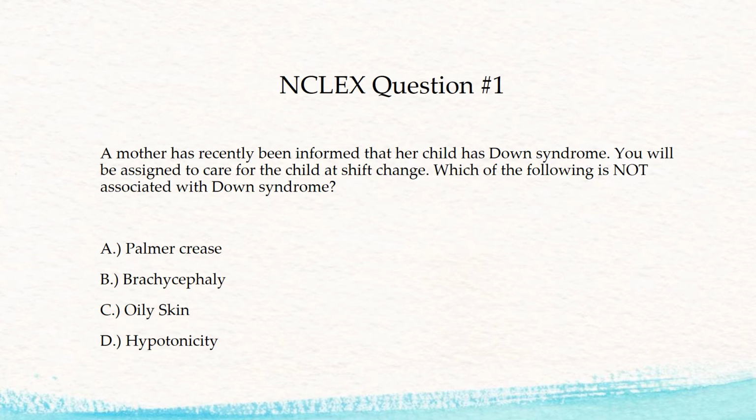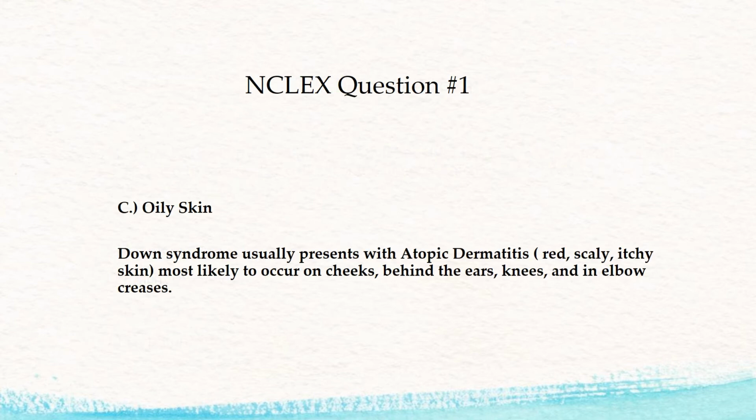Question number 1. A mother has recently been informed that her child has Down syndrome. You will be assigned to care for the child at shift change. Which of the following is not associated with Down syndrome? A. Palmar crease. B. Brachycephaly. C. Oily skin. D. Hypotonicity. The answer is C. Oily skin. Down syndrome usually presents with atopic dermatitis, red, scaly, itchy skin, most likely to occur on cheeks, behind ears, knees, and in elbow creases.